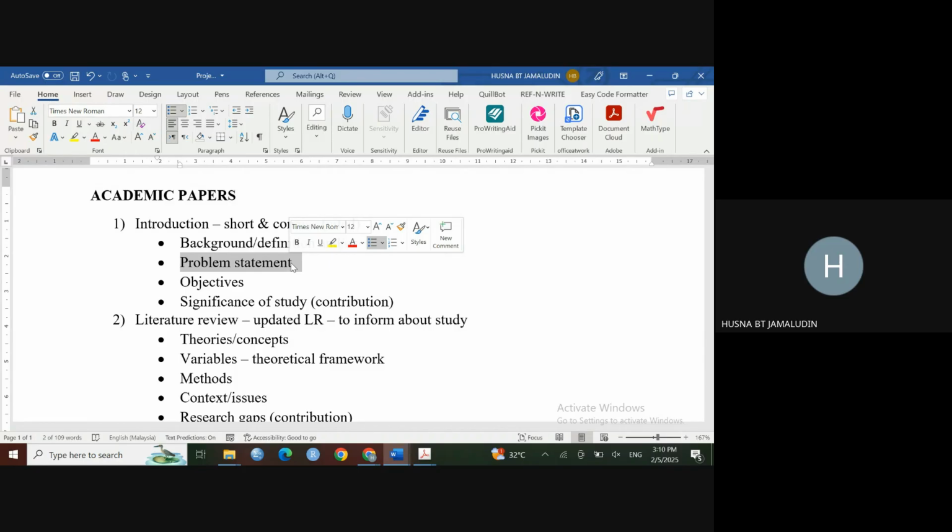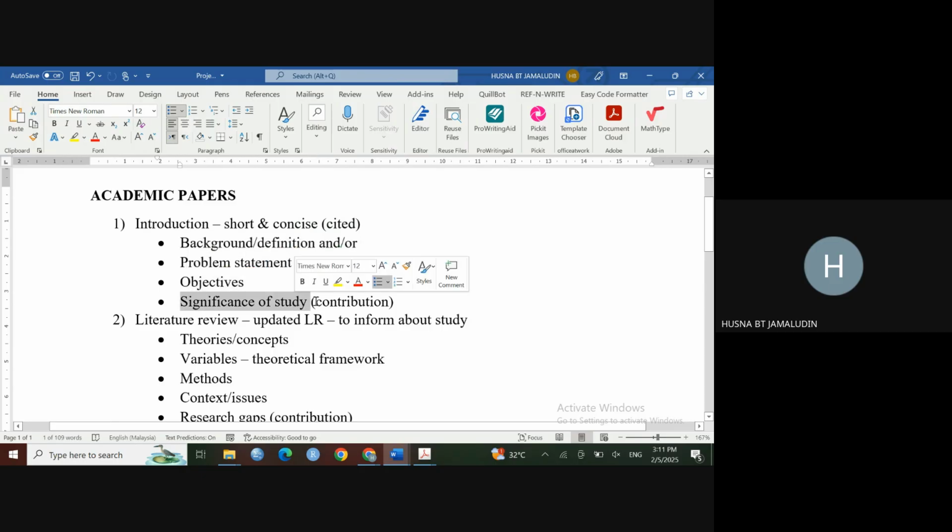Why? Because it is world-recognized. If you publish somewhere else, it is not recognized. So you don't want it to be published somewhere else. You have to make sure that it is published in a good or reputable journal. And of course, you have to have the objective of your study and then the significance of your study, what we call the contributions of your study to the current existing knowledge.